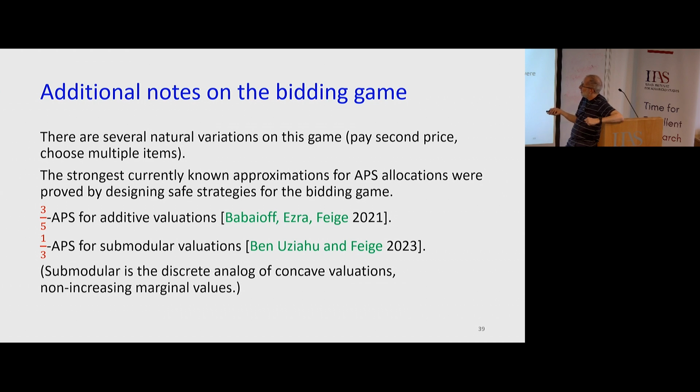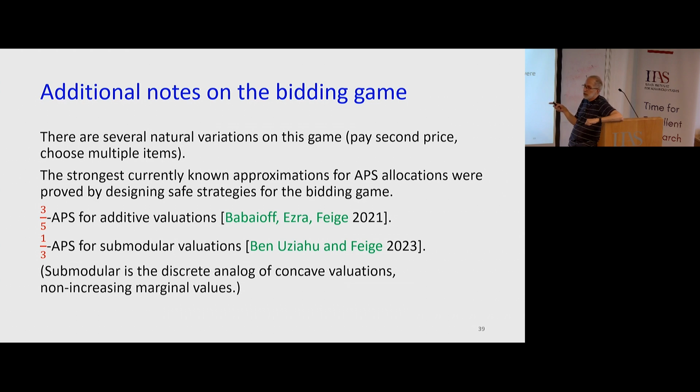So we can show that for the APS, you can get 3/5 of the APS for additive valuations, and for submodular valuations, you can get 1/3 of the APS. And I should mention that if you go beyond that, let's say to sub-additive valuations, there's no strategy in the bidding game that ensures that you get a constant fraction of your APS, for example. So the bidding game stops being useful.